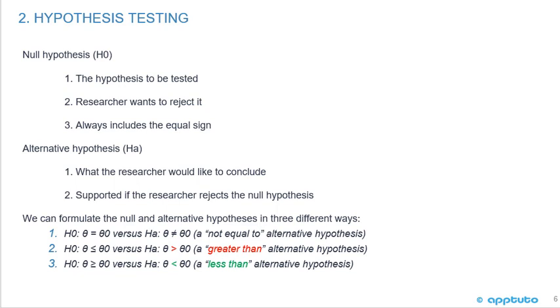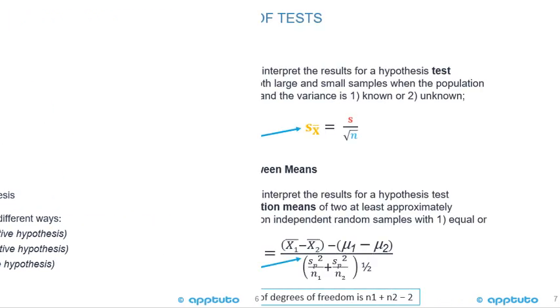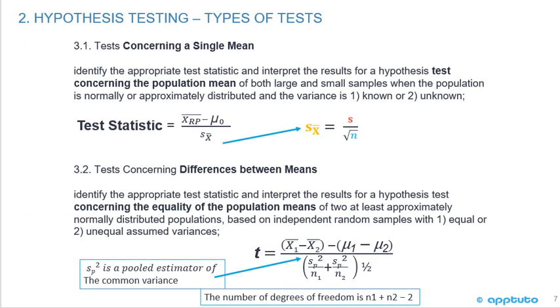So you can see the null hypothesis always includes the equal sign. Equals, less than or equal, greater than or equal. And it's the alternative hypothesis that is not equal, that is a greater than alternative hypothesis, or a less than alternative hypothesis. Just a quick preview towards where we're headed. We're going to be looking at different tests and calculating different test statistics and then comparing them to our hypothesis and alternative hypothesis.